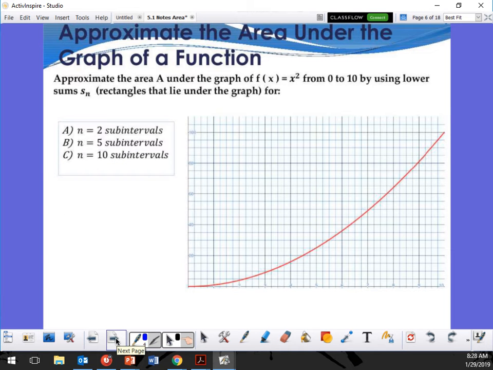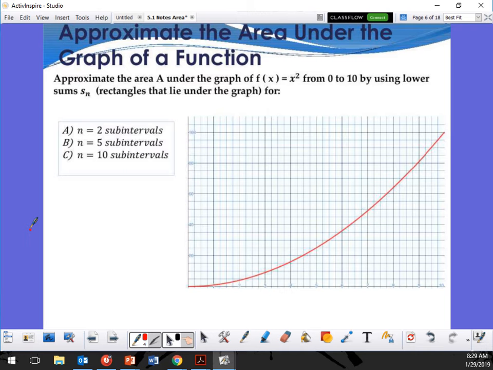Alright, so now we're going to do this one right here. This is the area under the graph x squared, from 0 to 10, using lower sums of n rectangles that lie under the graph. So 2 subintervals. I actually have my graph here. I try to make it as big as I possibly can because it makes it easier. So I have 1, 2, 3, 4, 5, 6, 7. That's 10 right there.